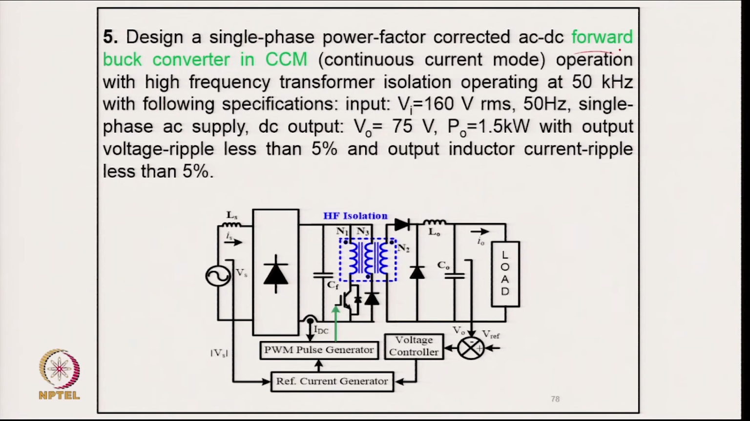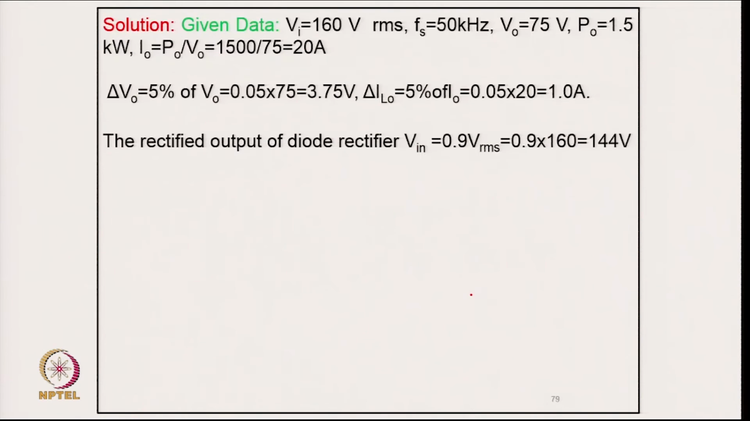design a single phase power factor corrected AC to DC forward converter in continuous conduction mode operation, with high frequency transformer isolation operating at 50 kilohertz, with the following specification: input voltage 160 volt, 50 hertz single phase AC supply, and output voltage 75 volt and 1.5 kilowatt output, with the output ripple less than 5% and output inductor current ripple also less than 5%. So, this inductor current ripple is less than 5% and this capacitor voltage ripple is also less than 5%.